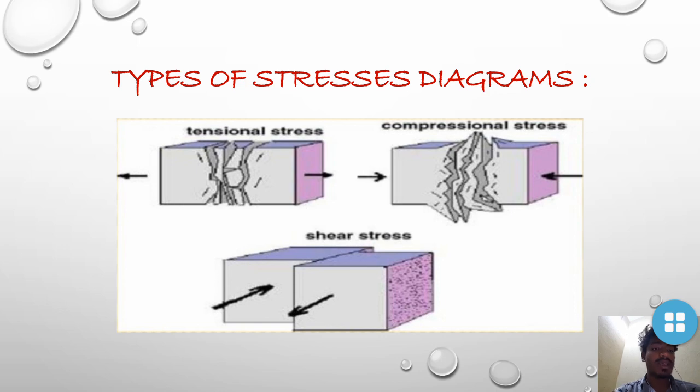Here you can see the examples of stresses. Tensile stress, in which body length will be increased, you can see how it is deforming from the middle, and compressional stress, where the body length is decreasing, and here the third one is the shear stress.